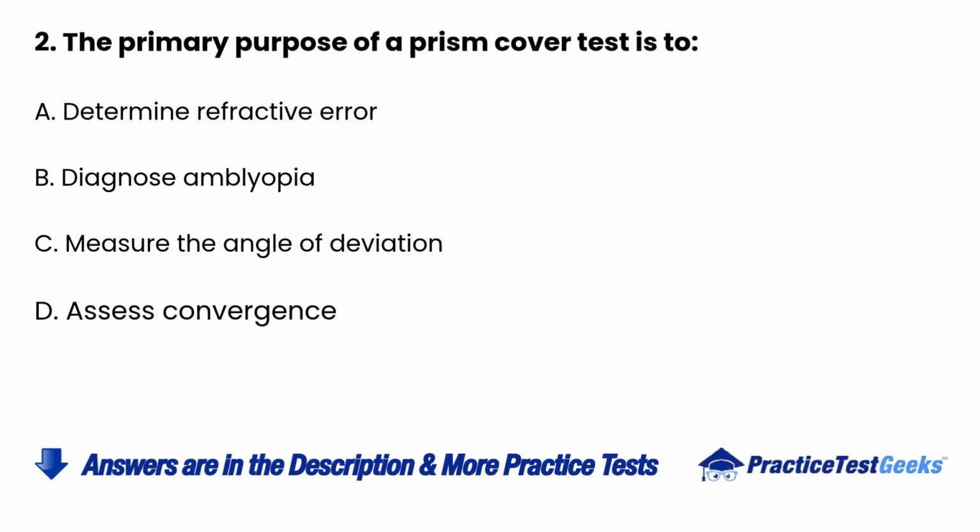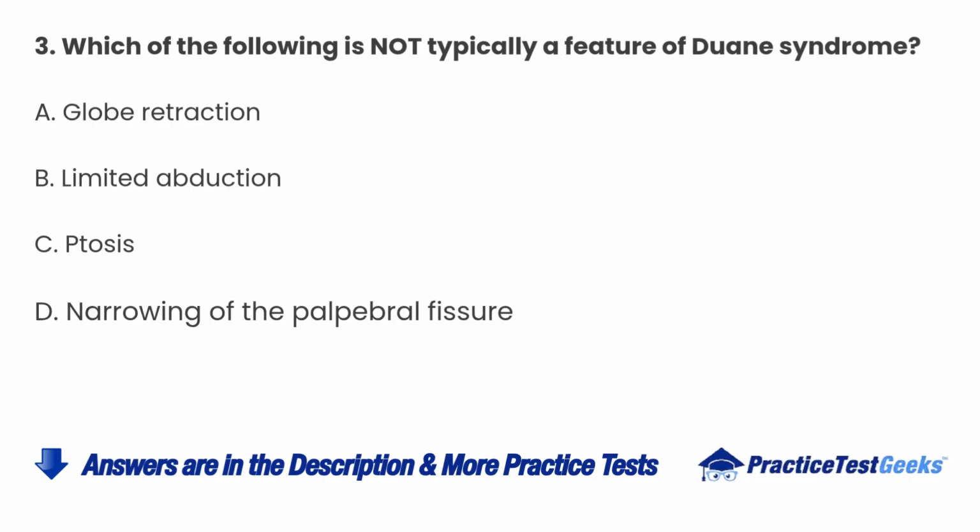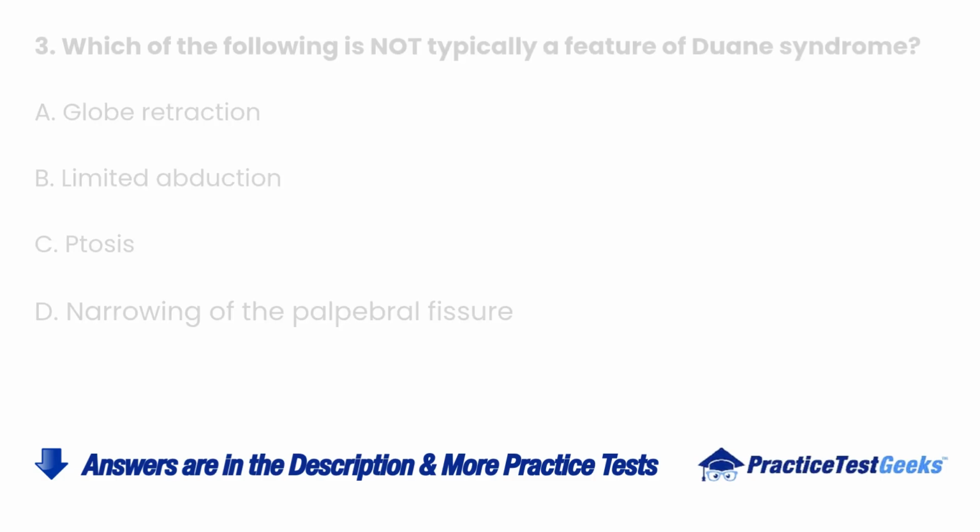D. Assess convergence. 3. Which of the following is not typically a feature of Duane syndrome? A. Globe retraction. B. Limited abduction. C. Ptosis. D. Narrowing of the palpebral fissure.